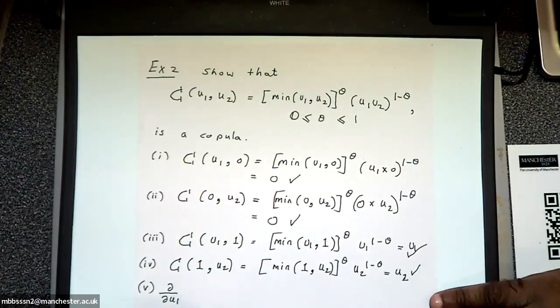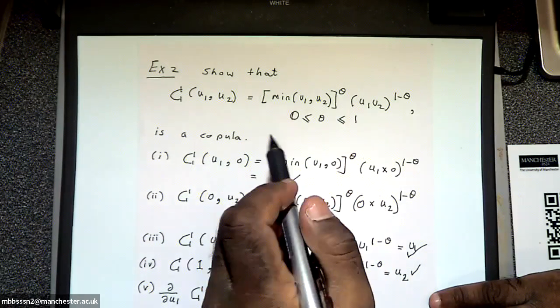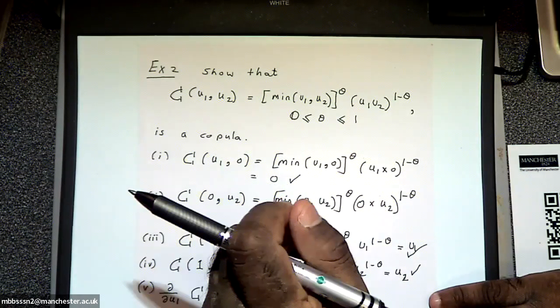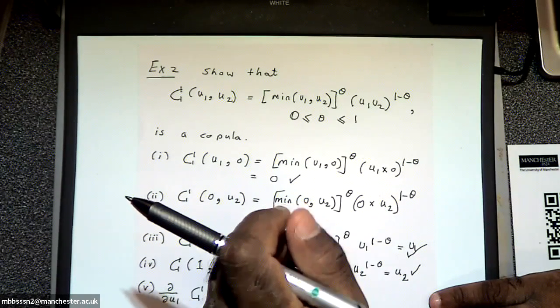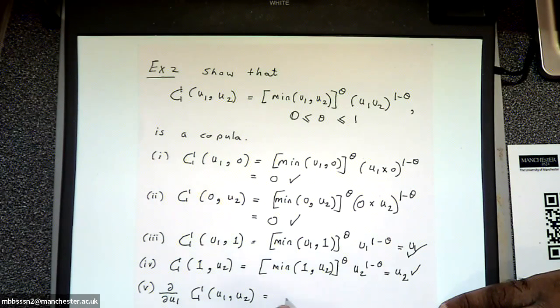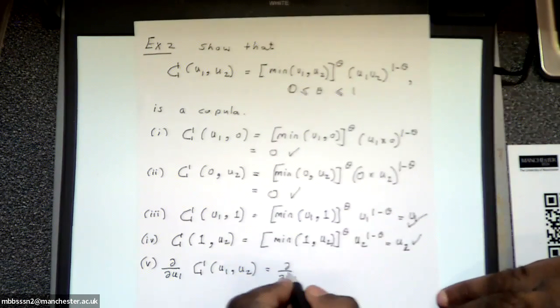When you do the last 2 properties, because you have a minimum here, I think it's best to consider the 2 separate cases where U1 is less than U2 and U1 is greater than U2, right? So what I'm going to do is this. I'm going to consider 2 cases, right?